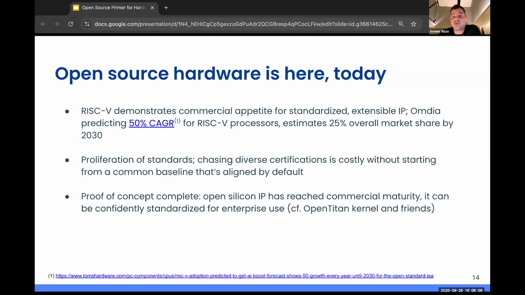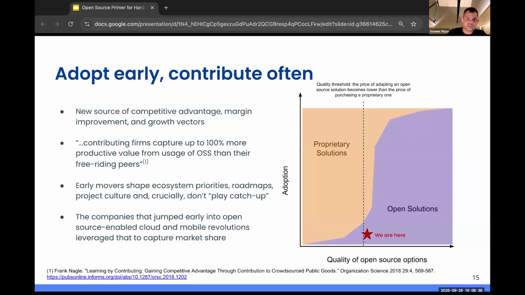And proof of concepts exist today, right? Open silicon IP has reached commercial maturity. It has made it into commercial products. It is being broadly adopted in certain spaces. You just look at something like the OpenTitan kernel and associated projects, and that's a pretty solid proof point. So we're at this point where it does feel as though there's an opportunity to really do some effort in aligning with standards bodies and moving things forward as an entire ecosystem.